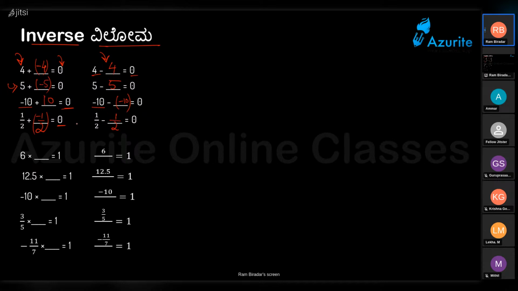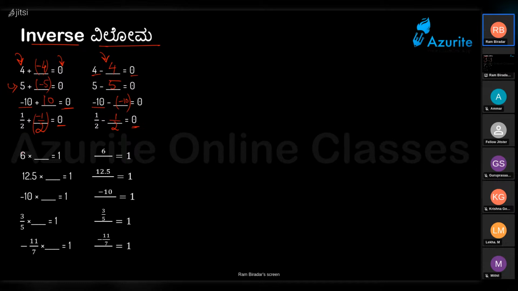So if you subtract, then the answer will be 0. Understood? Yes, sir. Okay, so this will be very helpful when you solve. So 4 minus 4 is 0. Otherwise, if they ask what should be subtracted to make it 0, you should be able to tell.